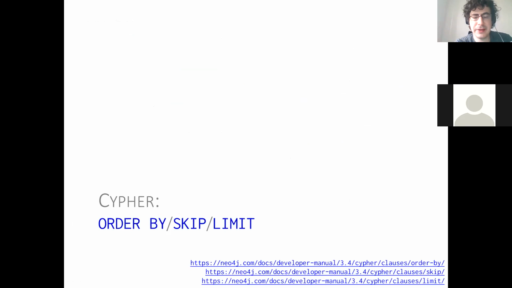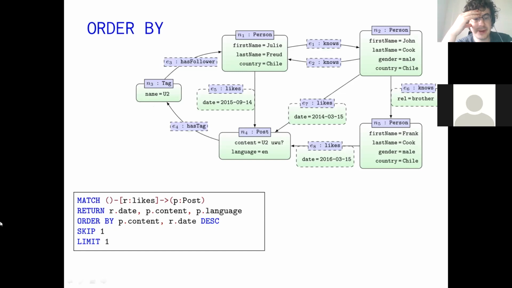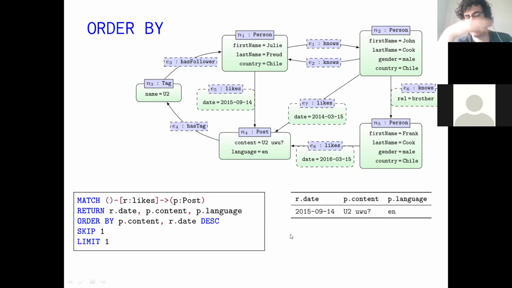Other features in Cypher that you've seen before in SQL: we have order by, skip, and limit. In this case, for example, we can add to the end of a query order by the content, thereafter by date descending, skip the first result and return the next one. So return the second result, ordered by content and then date descending. This will compute the results, order them accordingly, and then return the second one, which is this result here. So this is pretty standard in terms of what you would have seen in SQL and so forth in other languages.